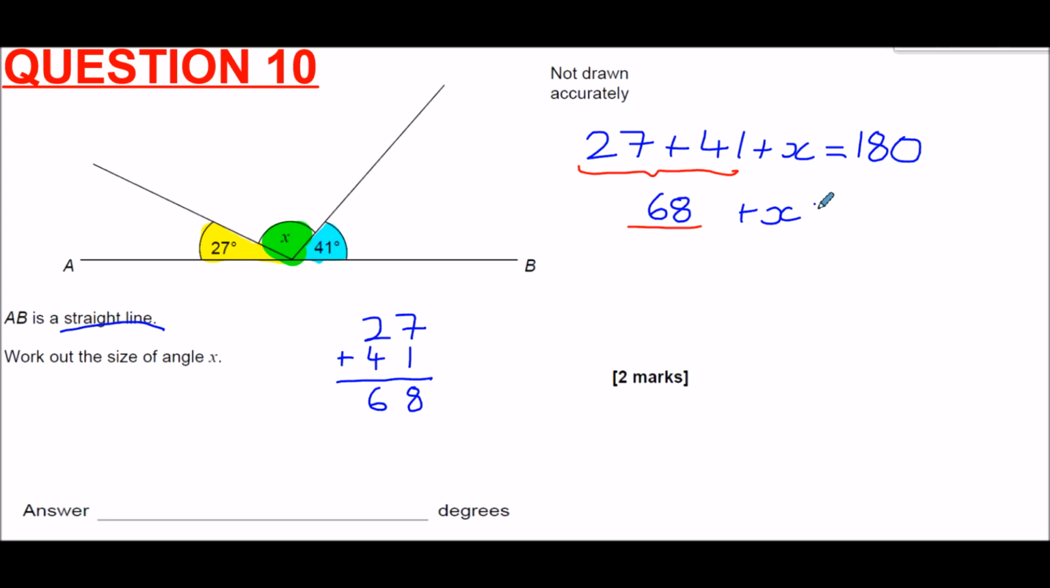So 68 plus x equals 180. We want to work out what x is on its own. So we don't really want that 68 there. So what we can do is subtract 68 from each side. X will be 180 minus 68.